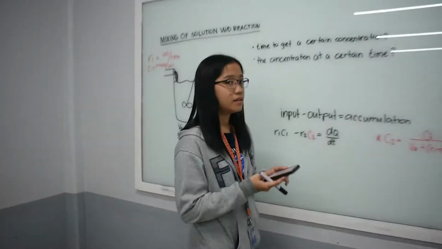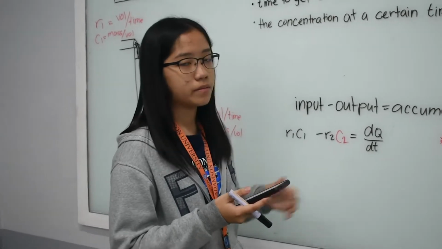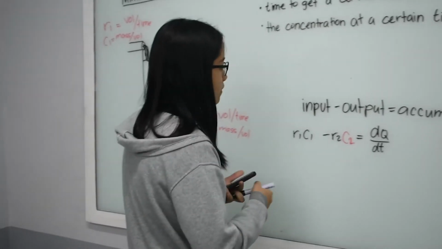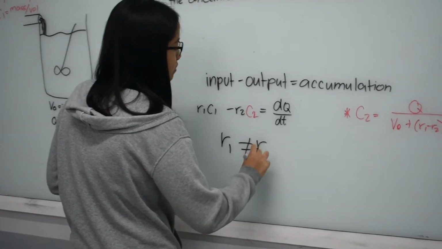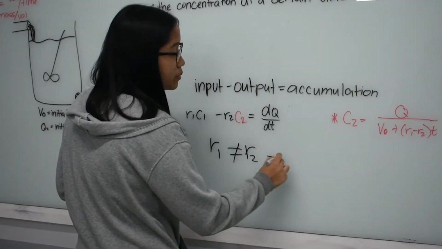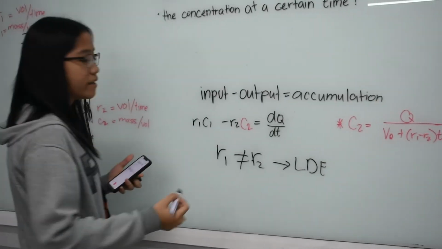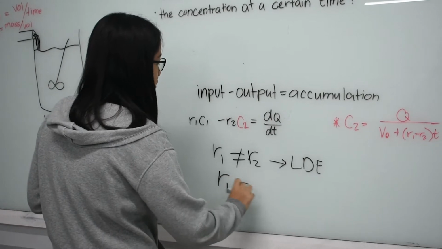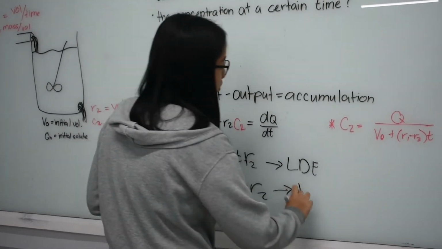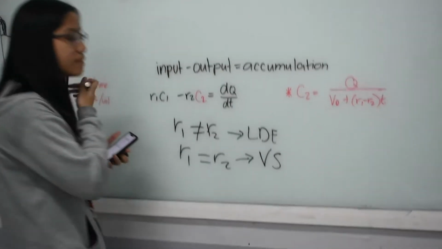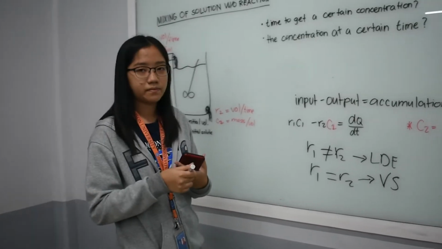certain time. So in order for you to determine what method to use to solve this problem, consider these two conditions. If the rate of the input is not equal to the rate of the output, you're going to use a linear differential equation. But if the rate of the input is equal to the rate of the output, you're going to use variable separable. So we're going to show you an example of how to solve this kind of problem.